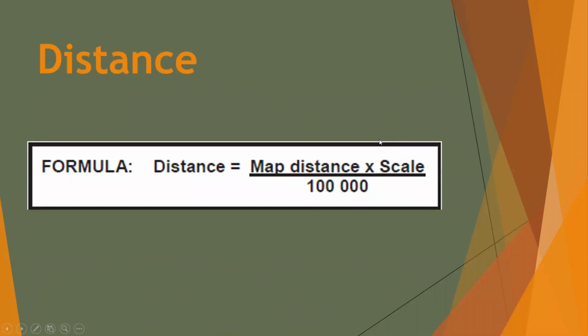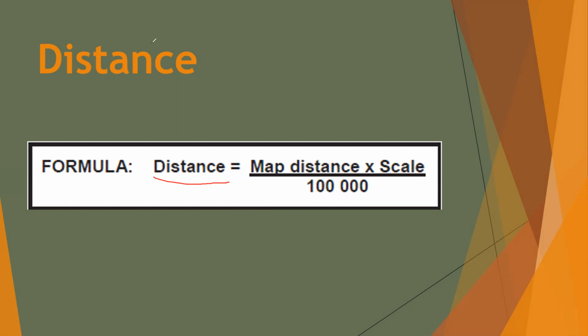So the first calculation we're going to look at is going to be your distance. So here is the distance formula. Remember, like I said, you're going to be tested on your formula. So please, you need to learn these formulas so that you are able to write them down when you are writing your test. The distance formula is distance equals your map distance, so the measurement on the map, times the scale of your map, all over 100,000.